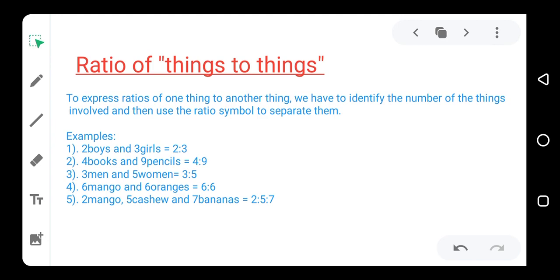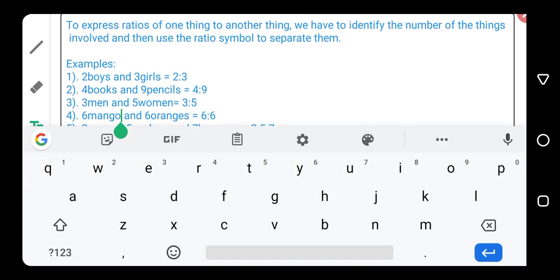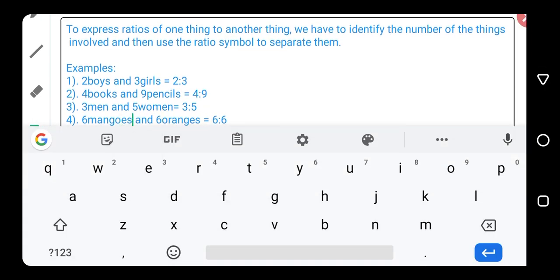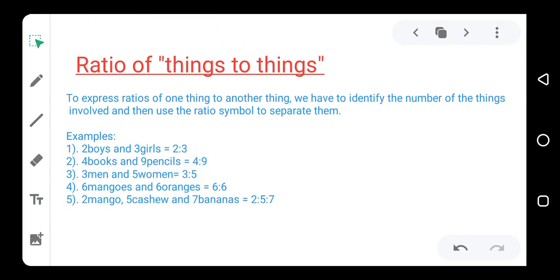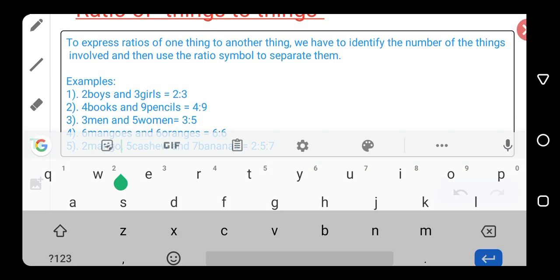6 mangoes and 6 oranges. We write 6, we put the ratio symbol and we put the second 6, which represents the oranges. Then 2 mangoes, 5 cashews, and 7 bananas.